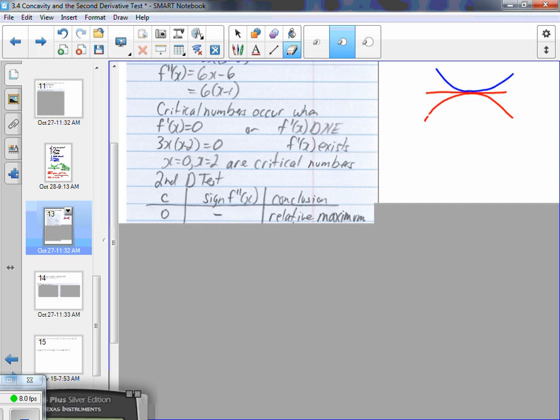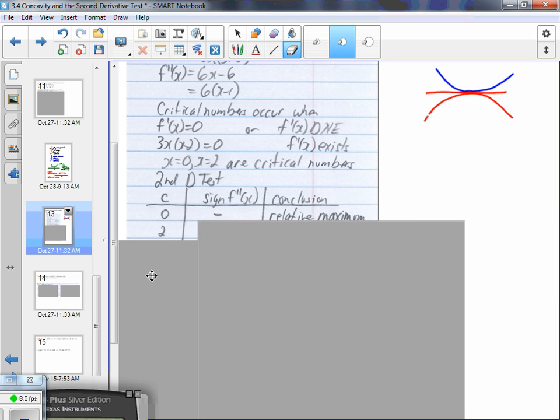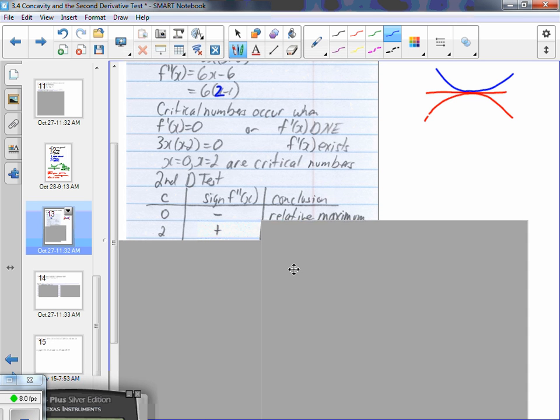All right. Now, at the other critical number, x equals 2. Take 2, put it into your second derivative, the factored form, and tell me, when x equals 2, is the second derivative positive or negative? It's positive. When the first derivative equals 0, and the second derivative is positive, that's a relative minimum.